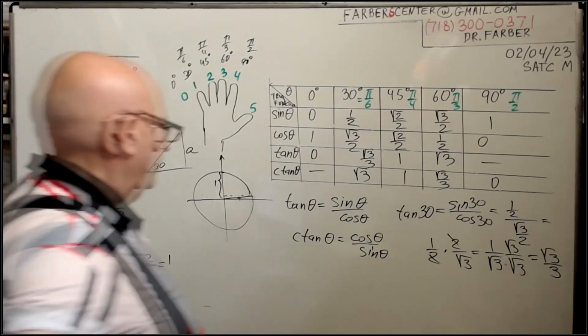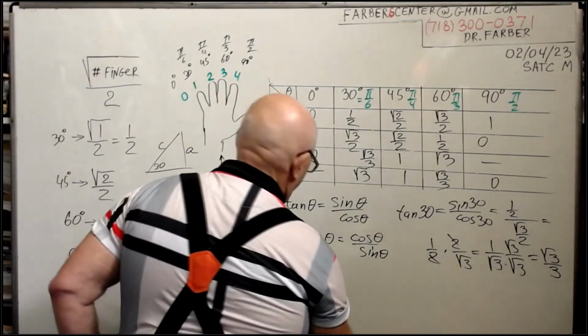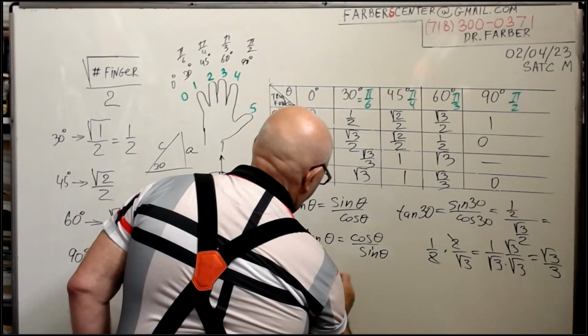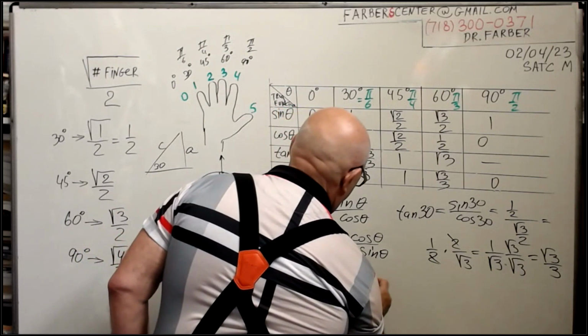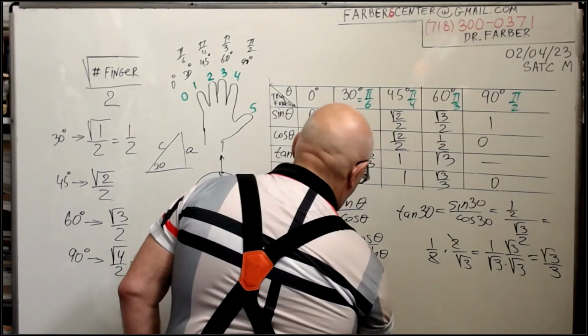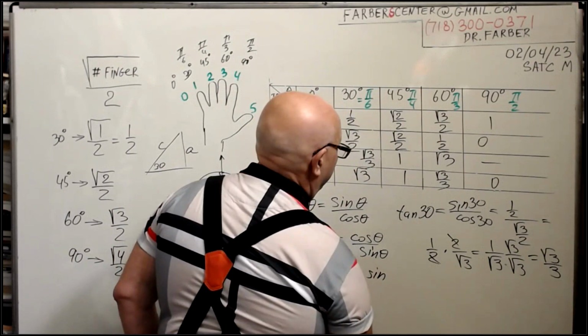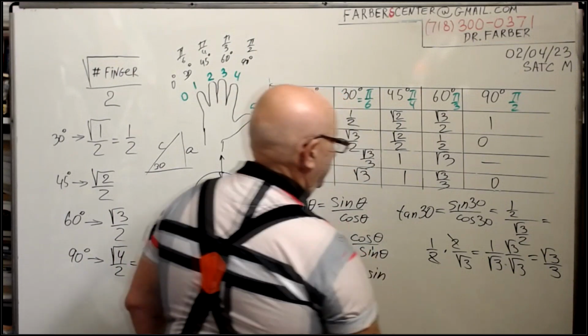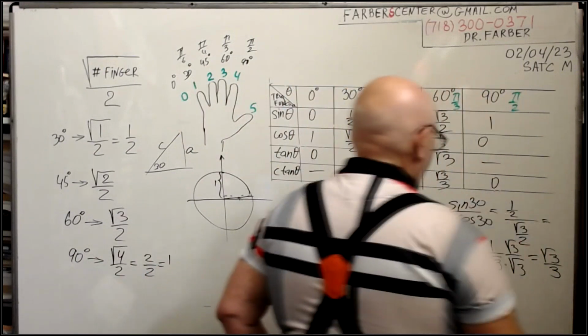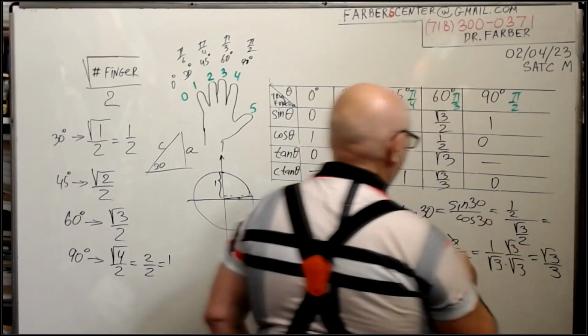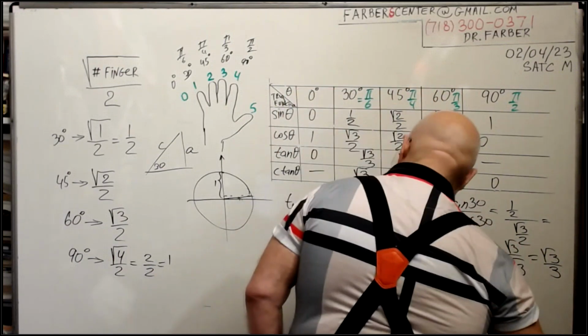Just divide it. Let me check. Tangent of 30, check it. I said you're supposed to check it. You're talking about tangent of 30, right? Mm-hmm. Oh, I already did it.